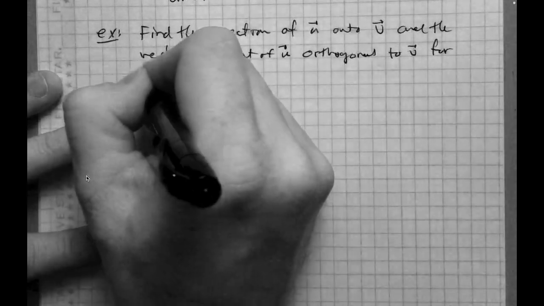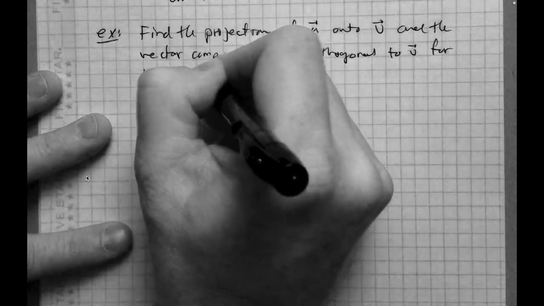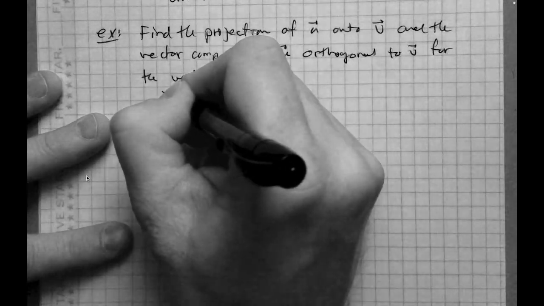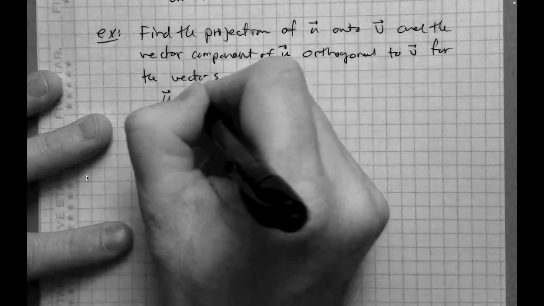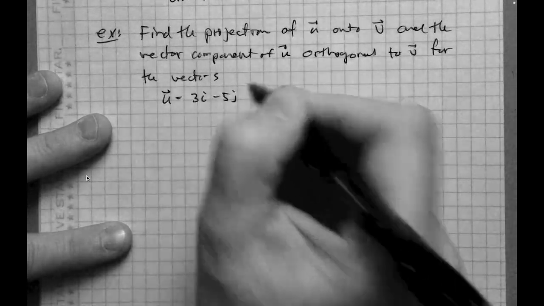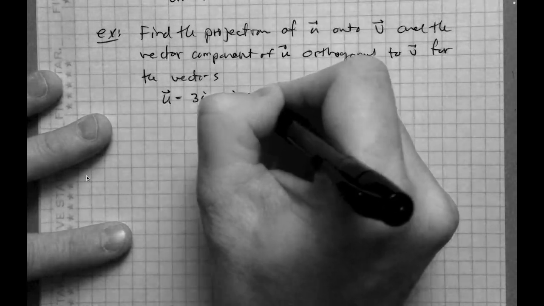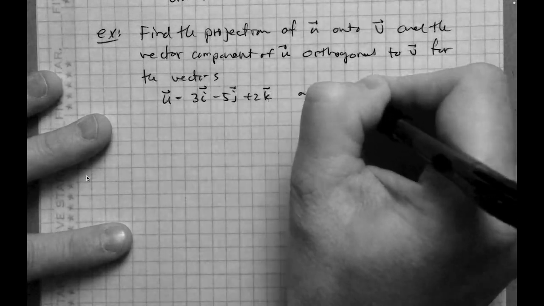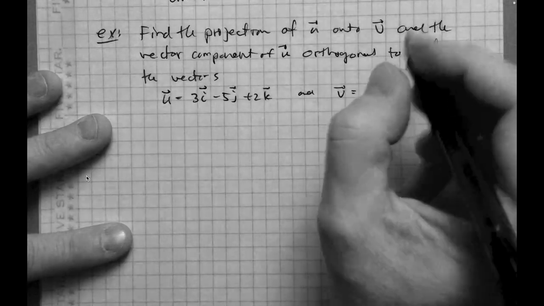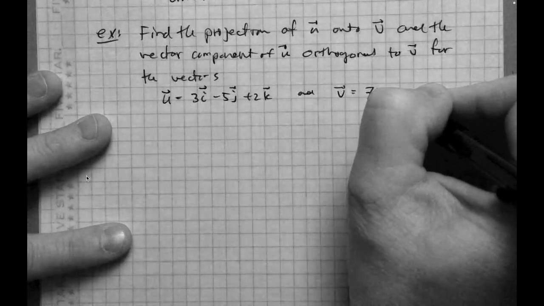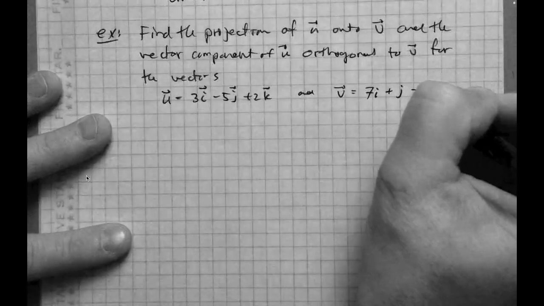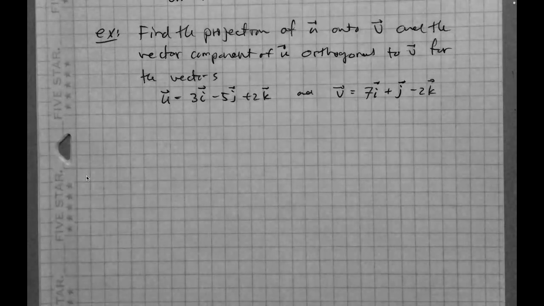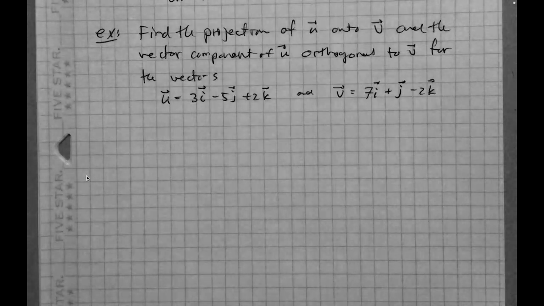For the vectors, two vectors. Okay, so we've got two vectors. We'll say we've got u, which we'll write as 3i minus 5j plus 2k, and v, where v is 7i plus j minus 2k. Okay? All right, so we've got these two vectors.